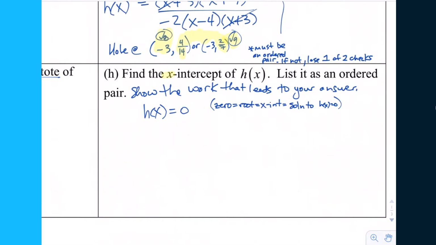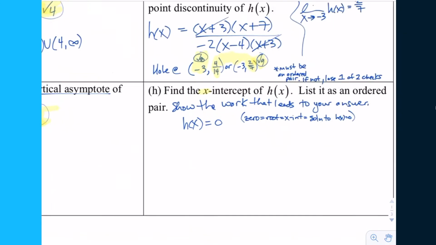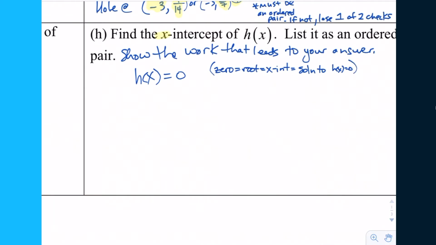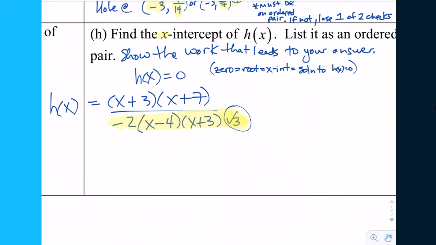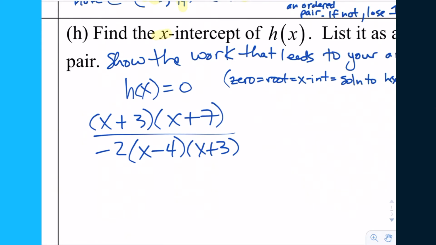Now, when is a function equal to 0? And when it's a ratio? It's when the numerator is equal to 0, right? So let me go ahead and paste this again down here, just so I don't have to rewrite it. So you might want to actually bring h of x equal to 0, something like that.